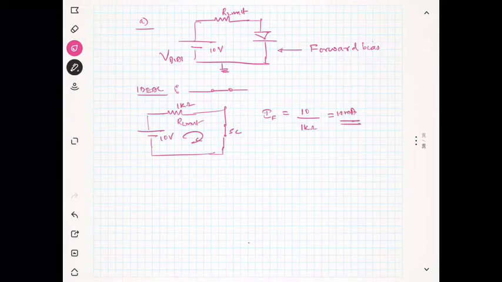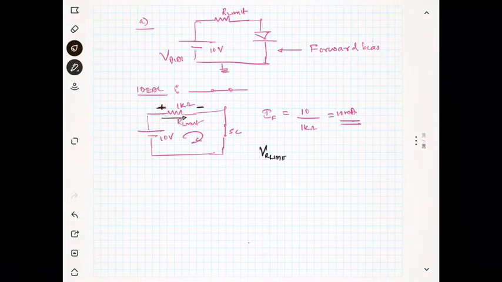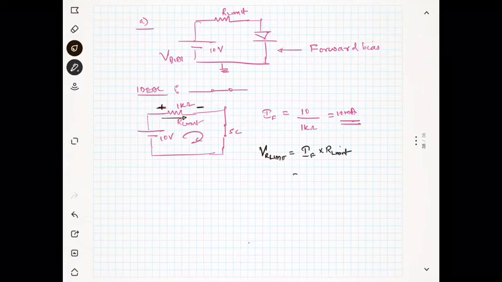Okay, that's it. Now what will be the voltage across the resistance? Since the current is moving like this, this end becomes positive and this end becomes negative, and the voltage across R limit is nothing but the current IF times R limit. That means 10 milliampere times 1 kilo ohm, that means 10 volt. So whatever you are applying using the battery, that 10 volt will be dropped across the R limit. Okay, so this is the ideal model.